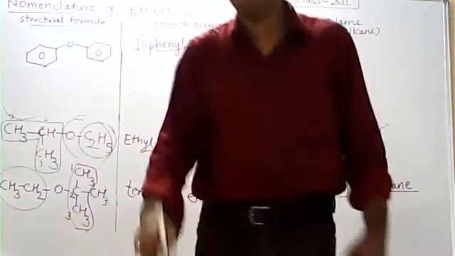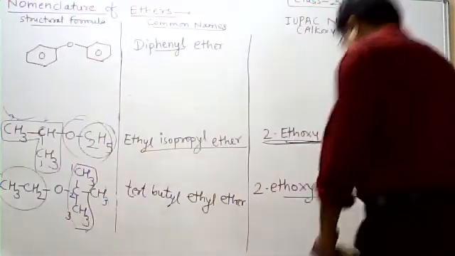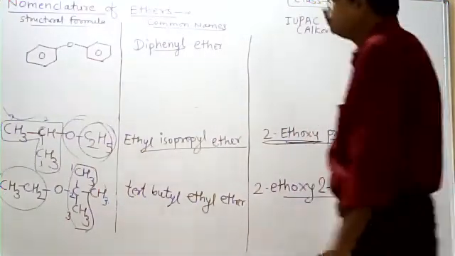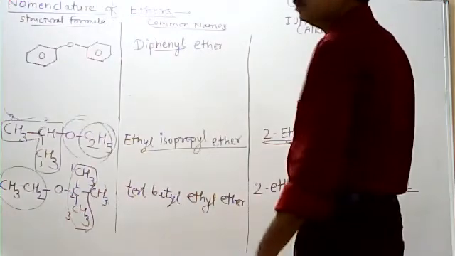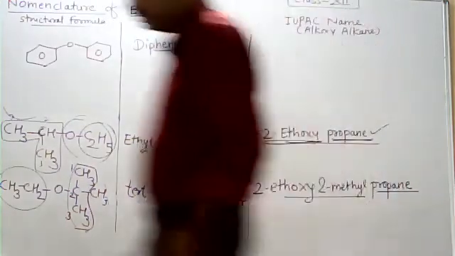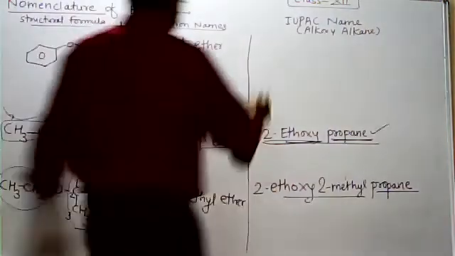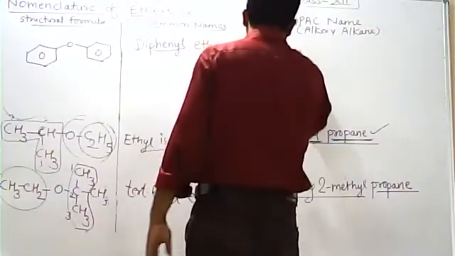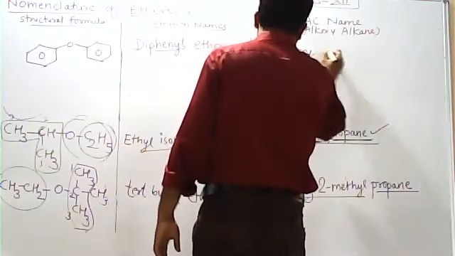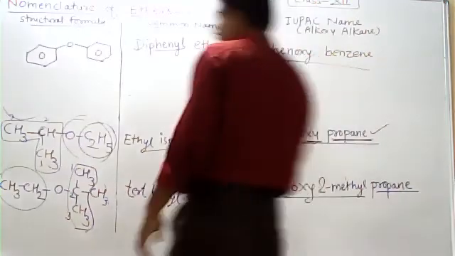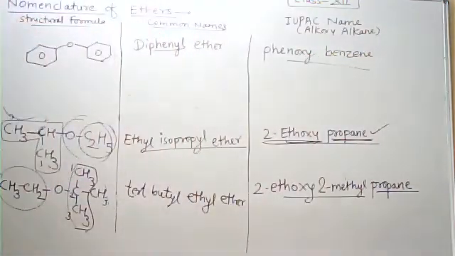What is the IUPAC name of this compound? One is alkoxy. Phenoxybenzene. Yes. Phenoxybenzene. Correct. Okay, this is phenoxybenzene. Then next one.